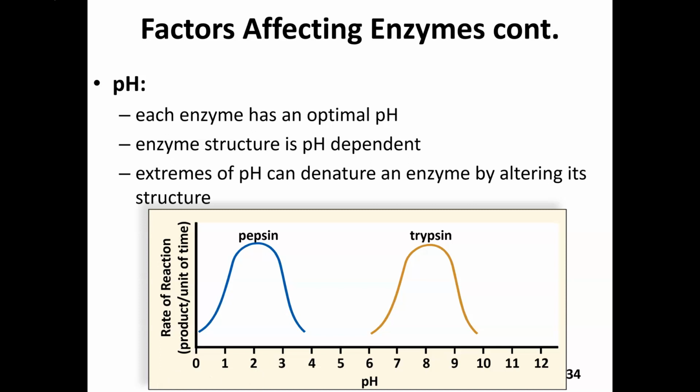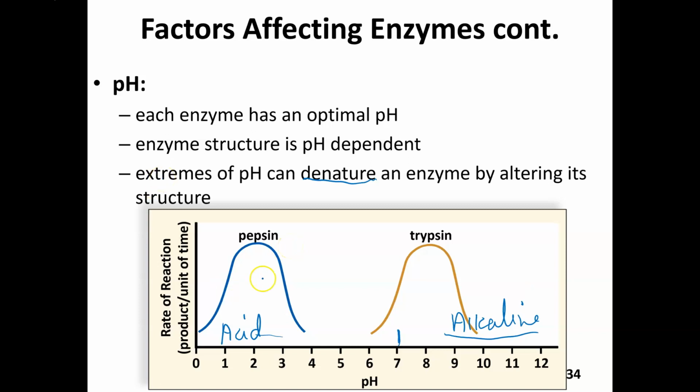pH also can cause denaturation to occur. So in pH, enzymes all work at an optimal pH. So the pH of an enzyme could be around neutral. So remember, 7 is neutral. Or they can be very acidic. So anywhere down here is acidic. And then anywhere up here is alkaline.